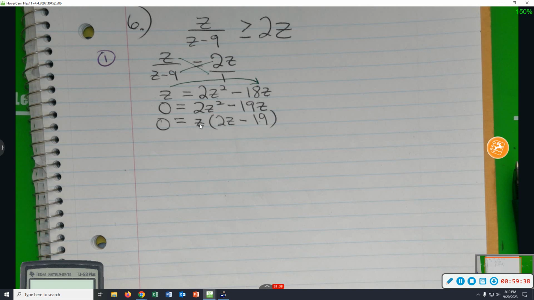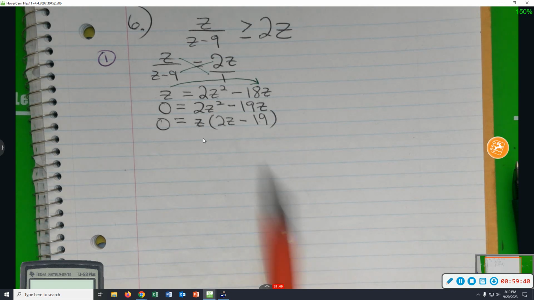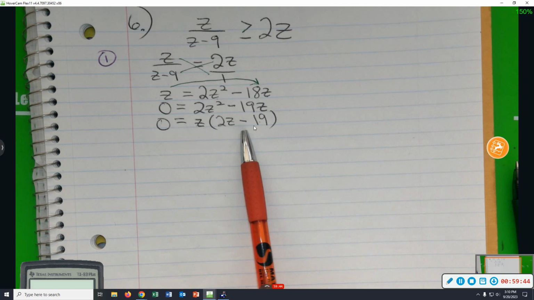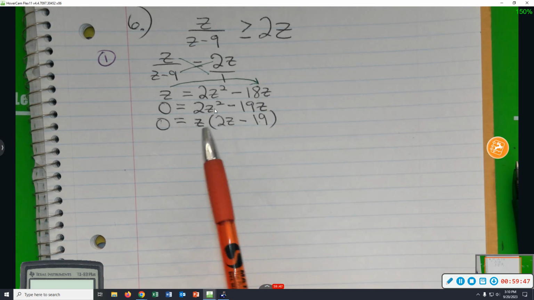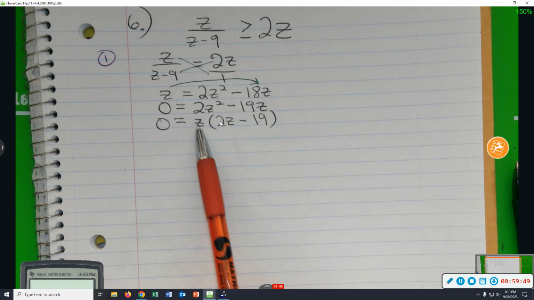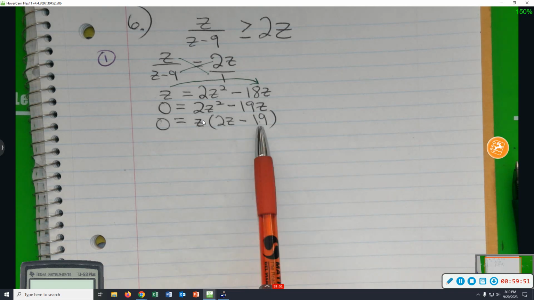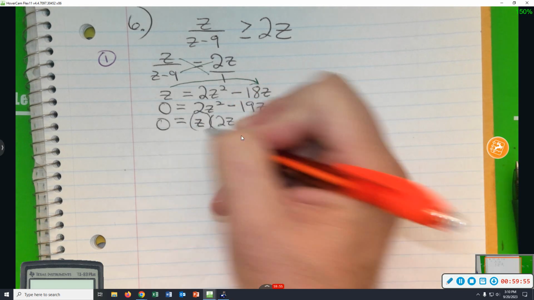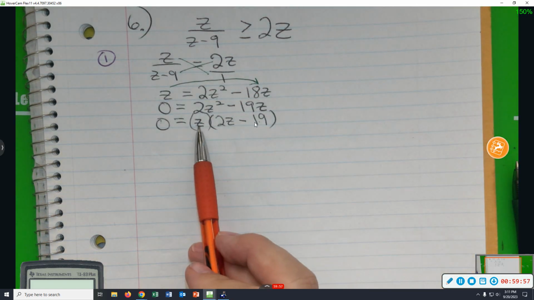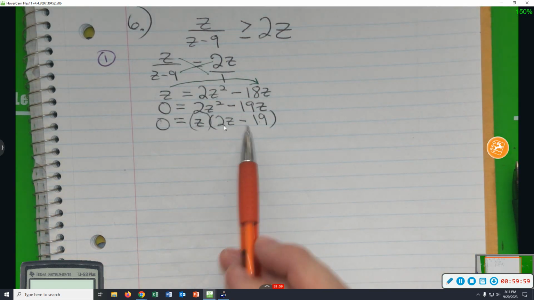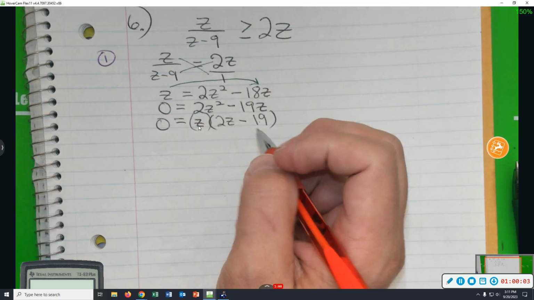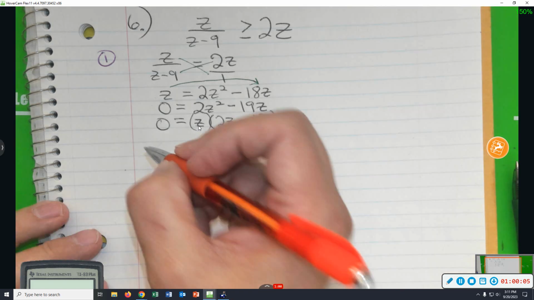Let me ask you something. Did we get two different factors? We have z and 2z minus 19. I think I just answered the question. We didn't get the same factor twice, so I can assume an alternating pattern when it comes time for checking. One of the factors is z, the other factor is 2z minus 19. So we'll be able to just assume an alternating pattern.